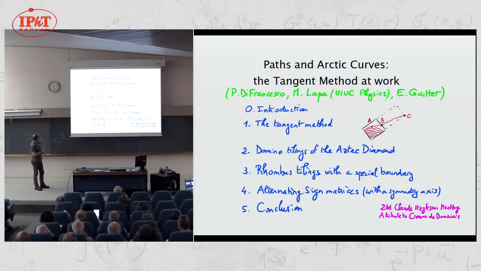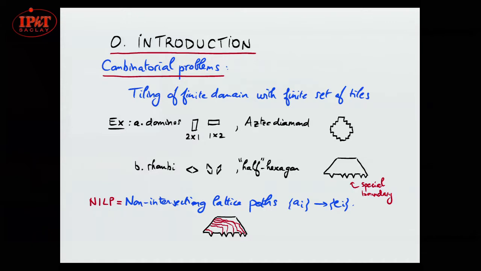Okay, so this is the plan. I will introduce the kind of problems I'm looking at, the tangent method, which is essentially the method we are going to probe throughout this talk. And so the type of problems are essentially tiling problems of domains of the plane. Okay, so we're two-dimensional, first thing. And I will use a sort of emblematic case, which is the domino tilings of the Aztec Diamond, to show how the method works, and then show how you can apply it in some more subtle cases in which you have a whole range of results. Okay, and then if I have time, I will show also how it extends to alternating sign matrices.